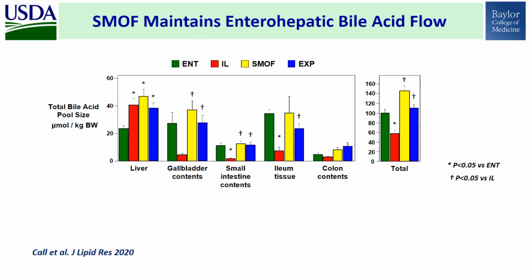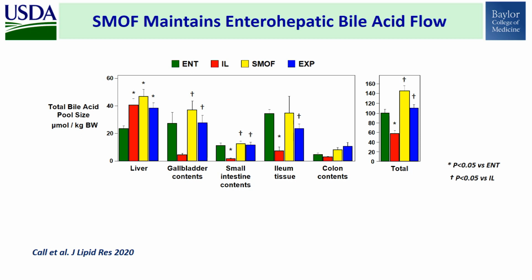So in this slide, what I'm trying to show you is evidence of changes in the hepatic and the gut pool sizes for bile acids. And I've expressed this as total bile acid pool size in micromole per kilo of body weight. And what you can see is in the liver, in all 3 groups that received the lipid emulsions through TPN, there's a significant increase, almost doubling of the liver bile acid pool.